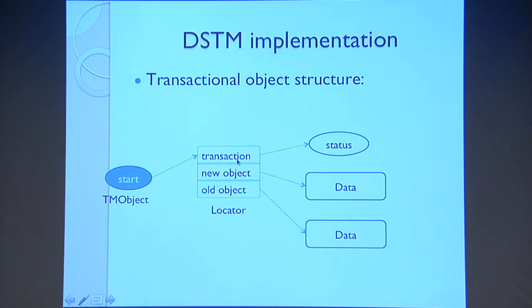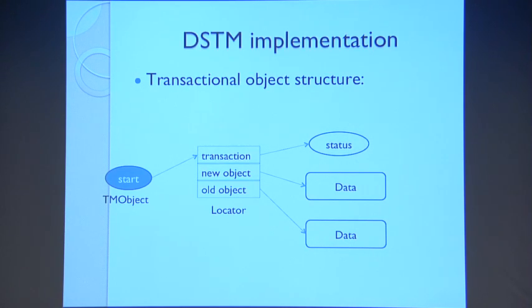The transaction, which is a pointer to the transaction that is running. A new object, which points to the data of that object. And an old object, which points to another set of data. We'll understand why they need these 3 fields in a moment, but this is basically what they need.